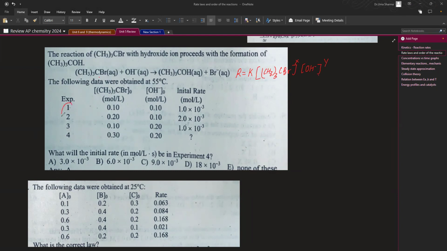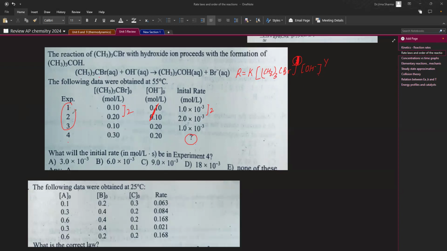Now get the value of x and y. Use these 3 experiments. You cannot use the fourth because this value is not given. If I use experiment 1 and 2, this is doubled. This is doubled. So what is x, children? Yes, Dhruv, what is x? x is 1. See, so easy.